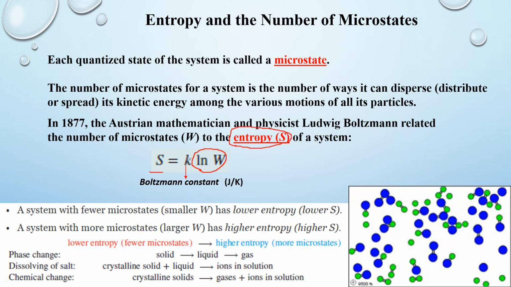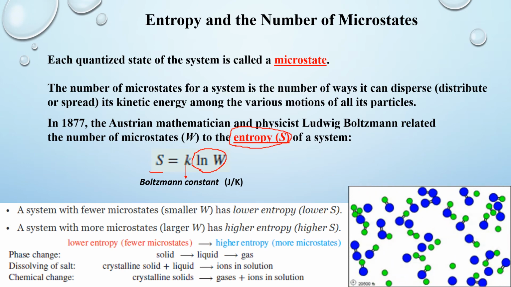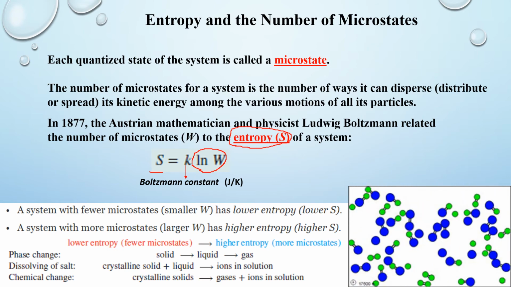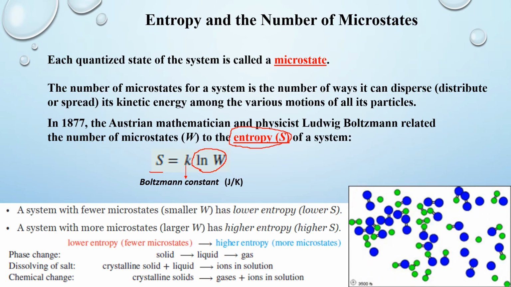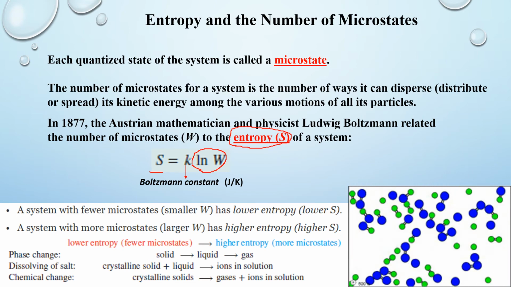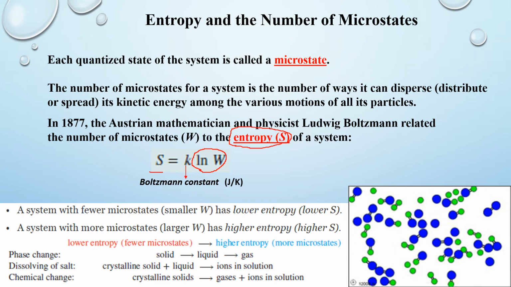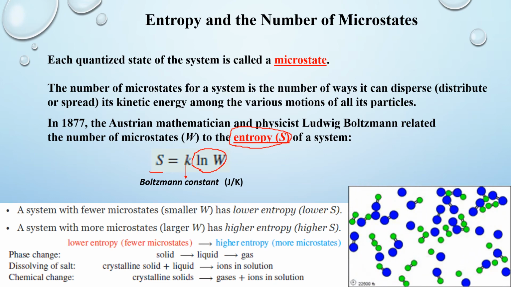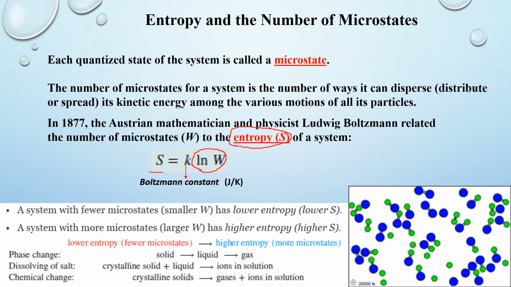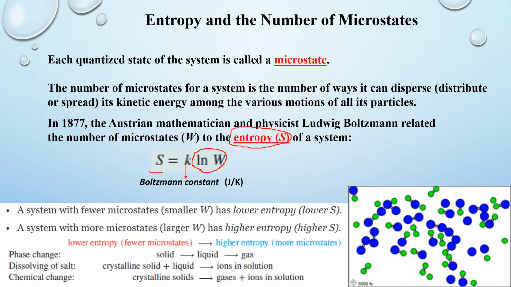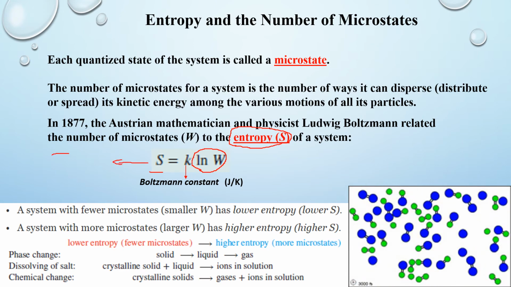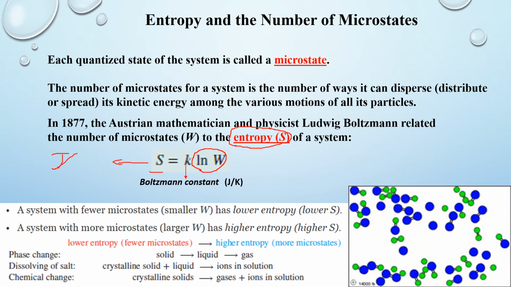Also, when you increase the temperature, you have more possible energy states, moving faster, the kinetic energy more dispersed, so there are more microstates available. Here k is the Boltzmann constant, which has a unit of joule per Kelvin. The number of microstates W has no unit, so entropy by itself also has a unit of joule per Kelvin.